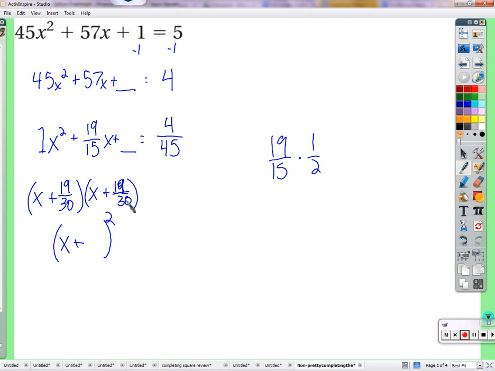Now, the thing about this expression and this factorization is that right now they're not equivalent to each other, right? Why are they not equivalent?